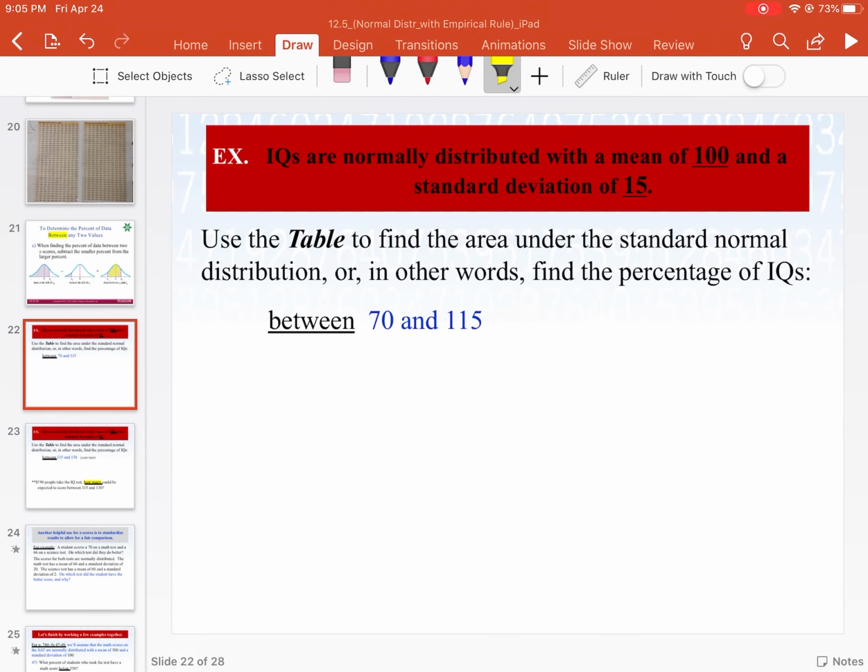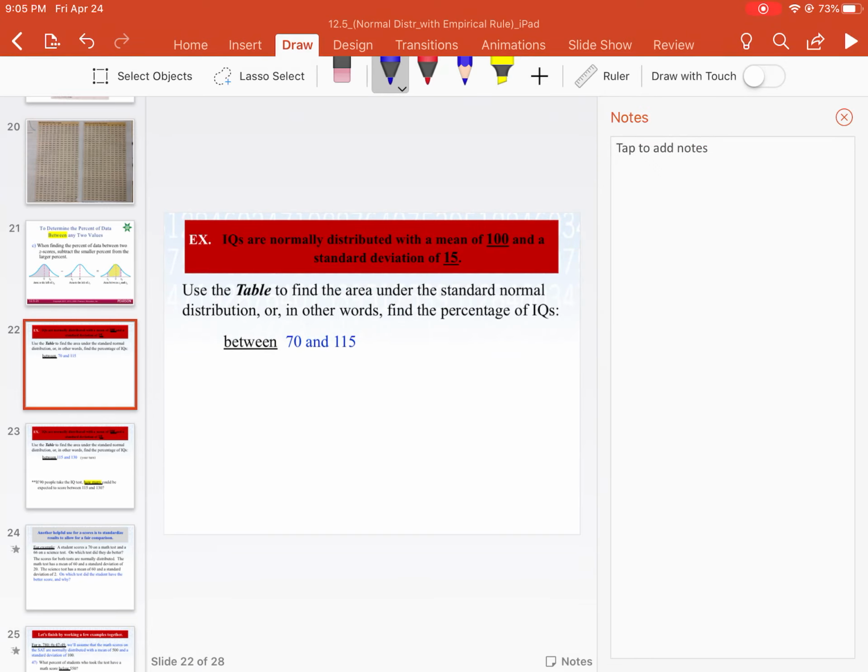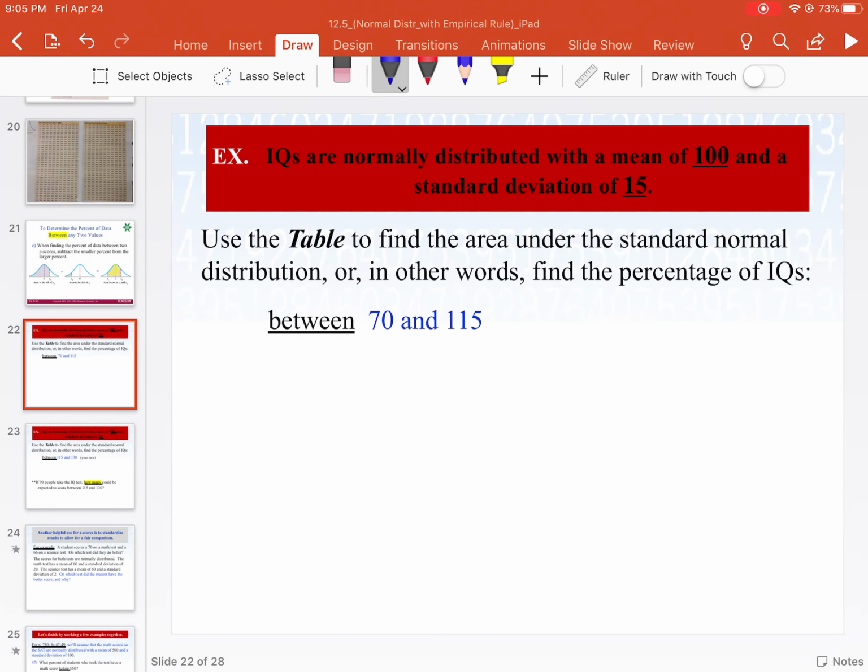So let's work one out. We're still working with the IQs. So we've got a mean of 100 and a standard deviation of 15. Okay. So let's find the area or the percent of IQs between 70 and 115.